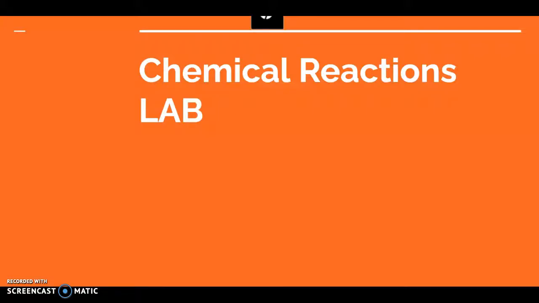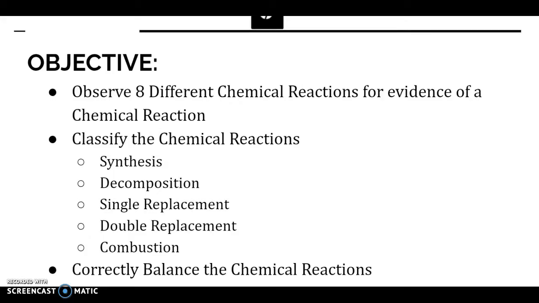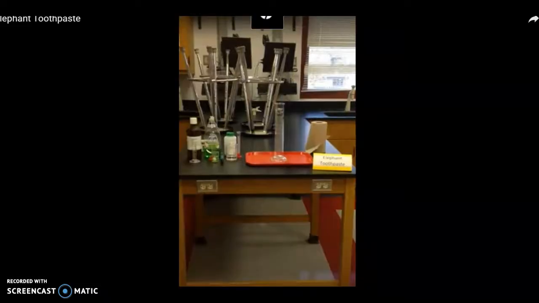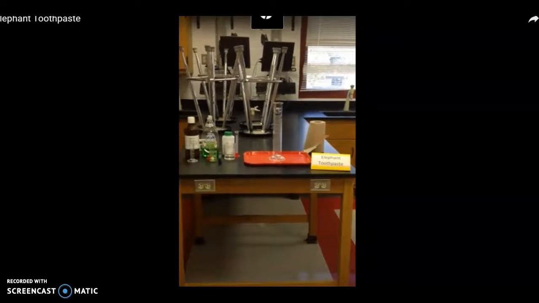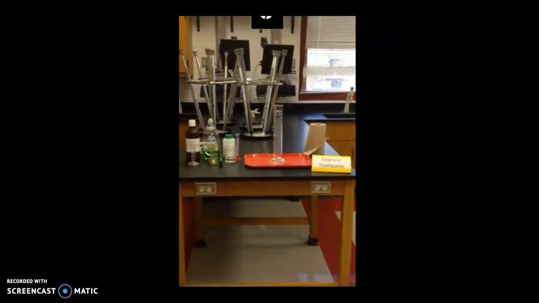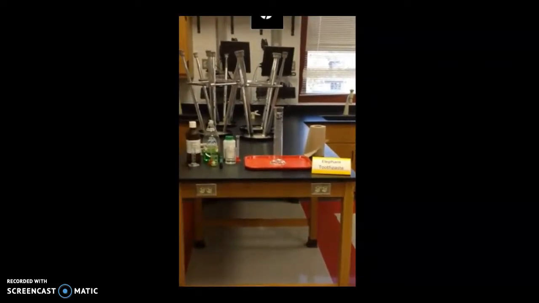Chemical Reactions Lab. In this lab, you will observe 8 different chemical reactions for evidence of a chemical reaction. You will classify the chemical reactions as either a synthesis, decomposition, single replacement, double replacement, or a combustion reaction. And finally, you will correctly balance the chemical reactions. Okay, we're going to go ahead and get started with the first chemical reaction.